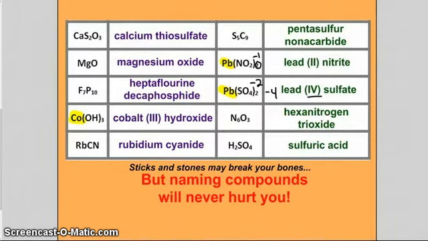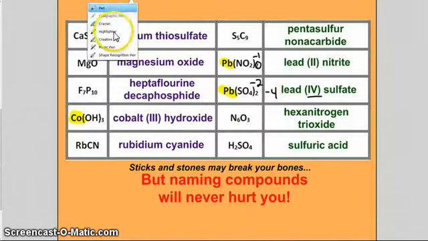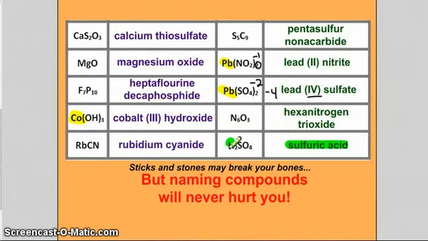And at the very bottom, you can see I threw in an acid. There's sulfuric acid because the first element was hydrogen. And I think that pretty much sums up the rest of them. Hopefully you got them right. And if you didn't, make sure you check with me. Alrighty.